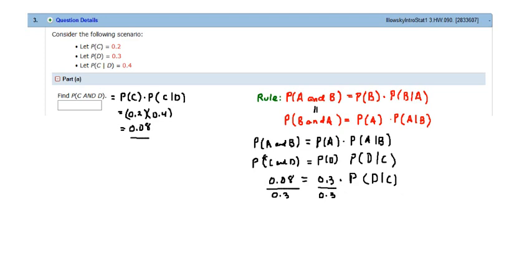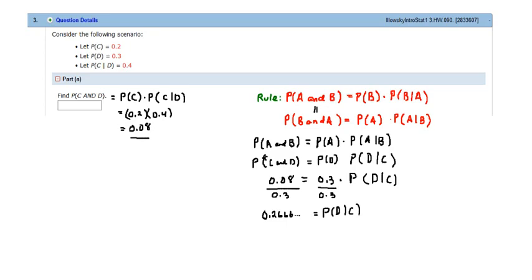And what does it say? Well, my probability calculator here says that if I divide 0.08 by 0.3, I'm going to get 0.26667 repeating. So we get 0.2666, and this just repeats, equals probability of D given C.